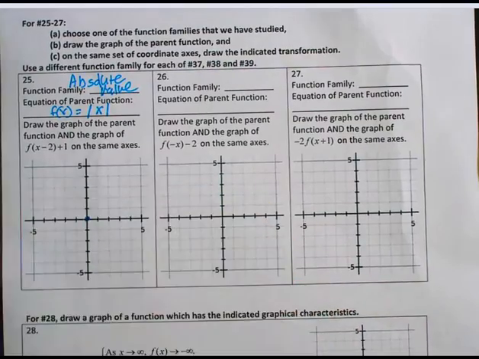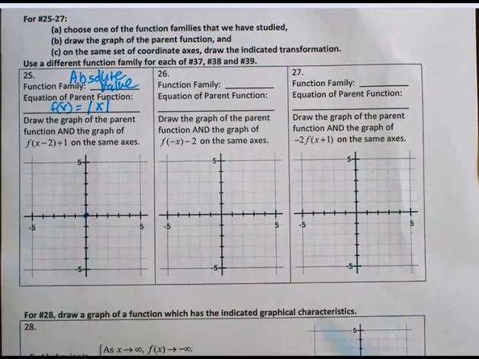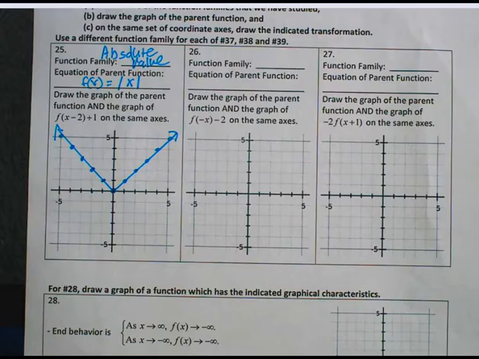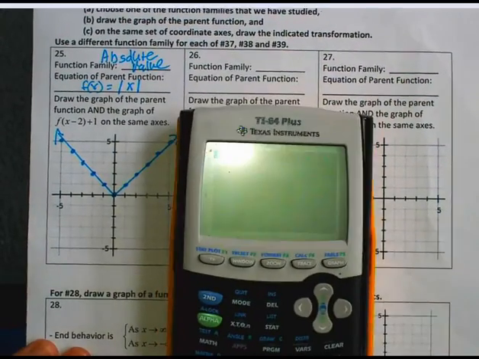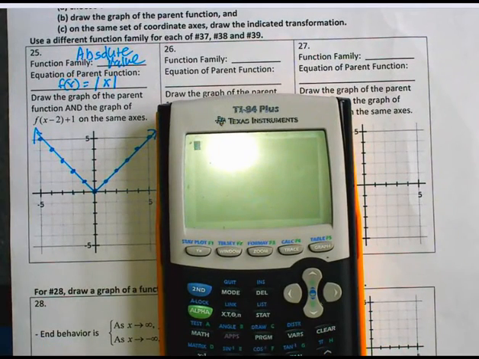You know my parent function is going to go through 0, 0. Okay, I went ahead and sketched my parent function in. You should know how to do that. If you don't remember how to sketch the parent function or what it looks like, a good way is to look at your calculator, because you can actually graph that to make sure that you're doing it correctly.